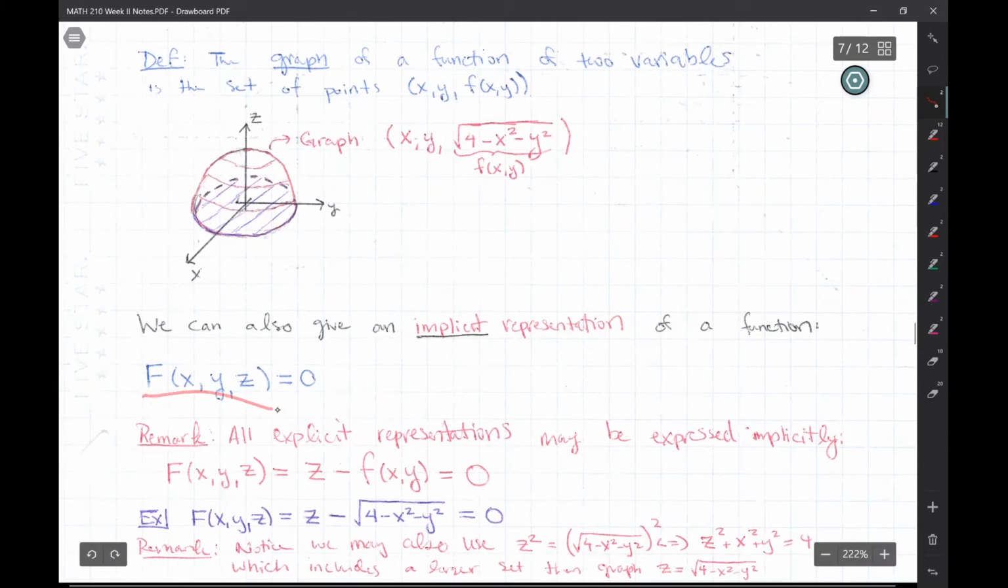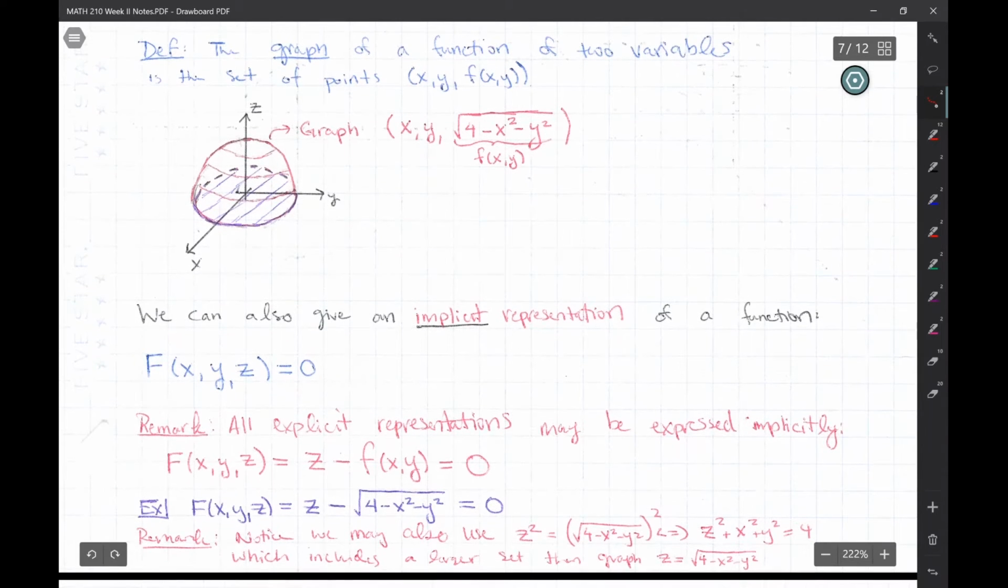So implicit representation is basically where you give a relation between x, y, and z. This relation is represented by capital F. And you could set it to some constant, let's say 0. And the set of points that respect this relation would give you the graph of the function. All explicit representations may be expressed implicitly.